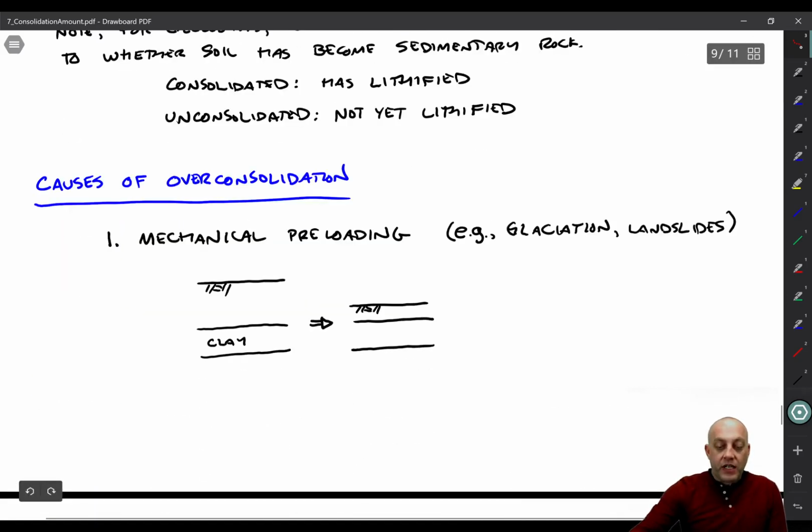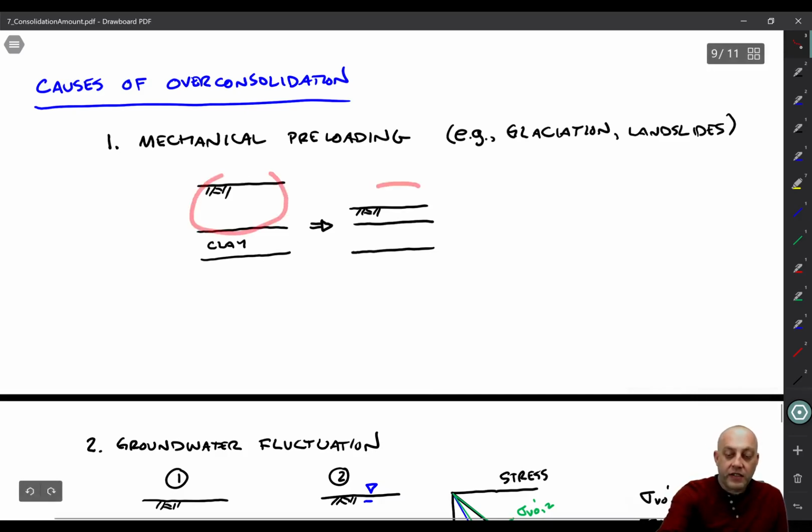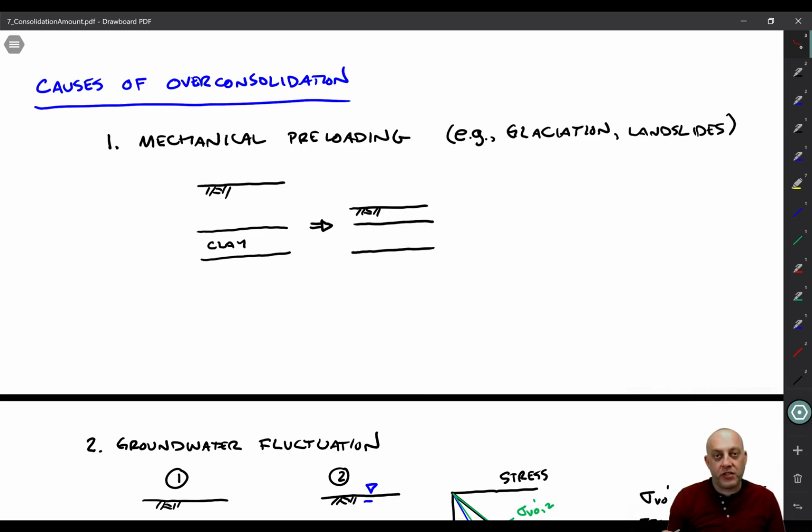All right, let's look at causes of overconsolidation. We've already talked about one. Glaciation is an example of mechanical preloading. So if the glacier was here and then it's gone, or it's much thinner or something like that, it has put the clay under a high pressure in the past, and that high pressure is no longer there now. So it's been loaded to a big pressure in the past and then unloaded. That can also happen from landslides. So if you had soil and there was a bunch of soil on top, and that soil on top is subsequently removed due to a landslide, then the clay might become overconsolidated as a result of that.